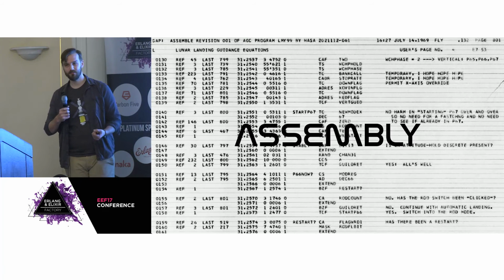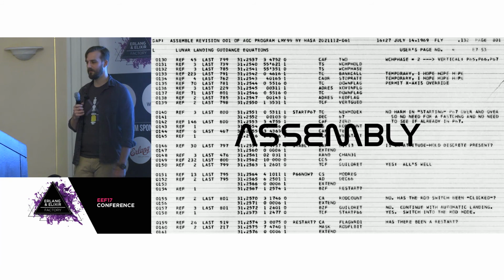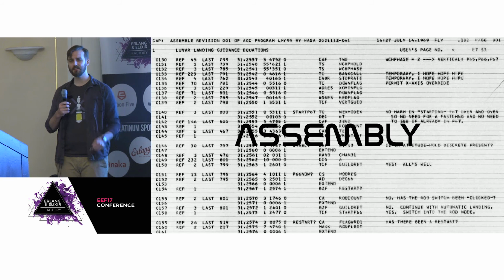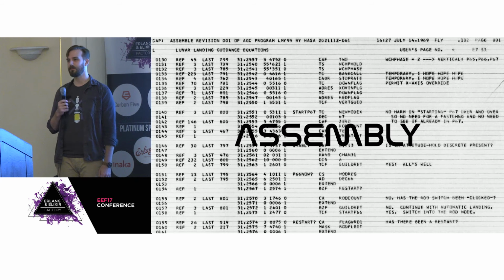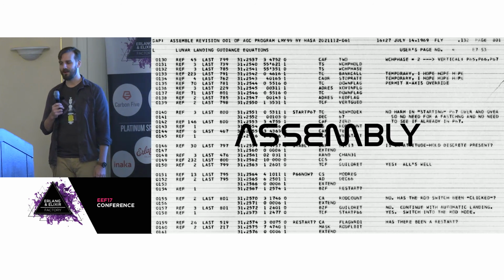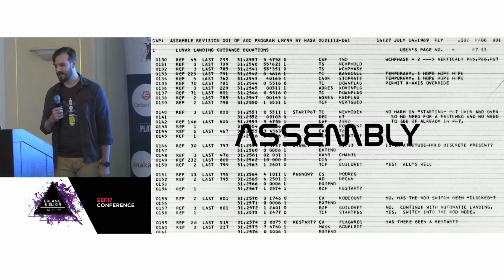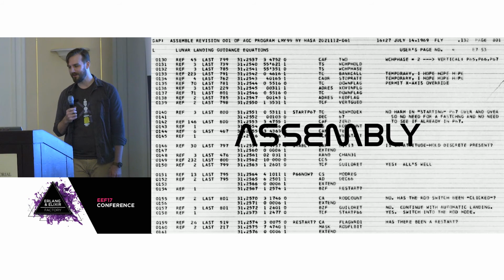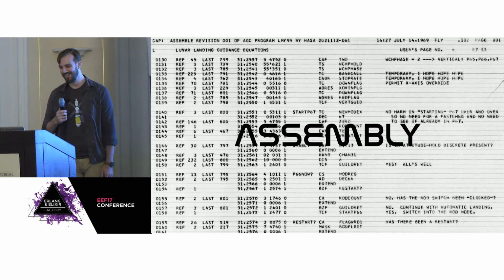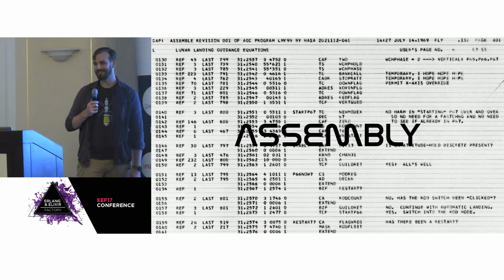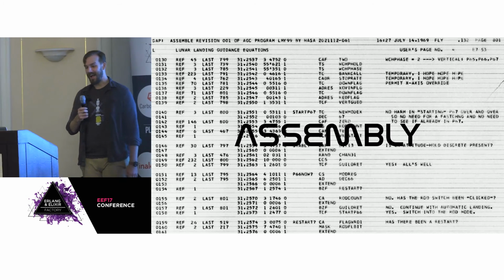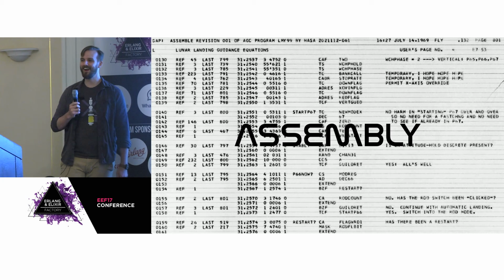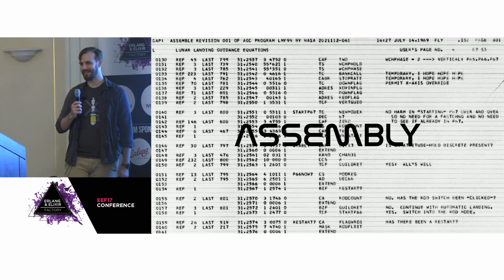Assembly is very, very common. This listing actually is from the Apollo Guidance Computer Lunar Module landing. And I want to point out a comment in the top that reads, temporary, I hope, hope, hope, temporary, I hope, hope, hope, permit x-axis override. I want to point out that that was not temporary. It landed on the moon 6 times.